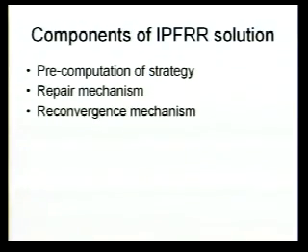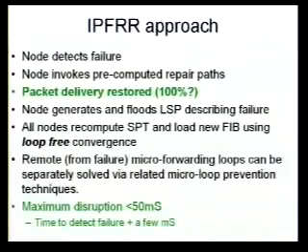The main components of the IP fast reroute solution are kind of obvious. We need to pre-compute a backup path. We need to figure out the repair mechanism we're going to use, and we have to have a reconvergence mechanism. And Aaliyah's going to talk about that in much more detail than I am, but I'll lay out the foundation of some of the solution.